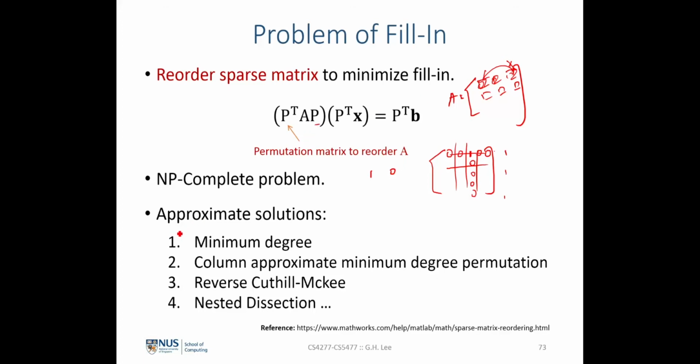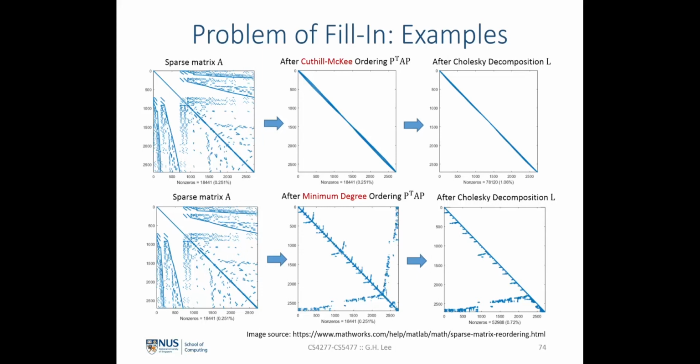There are some approximation algorithms such as the minimum degree, the column approximate minimum degree permutation, the reverse Cuthill-McKee algorithm, and the nested dissection algorithm. I will not go into the detail of these algorithms. If you are interested, you should read the related text.